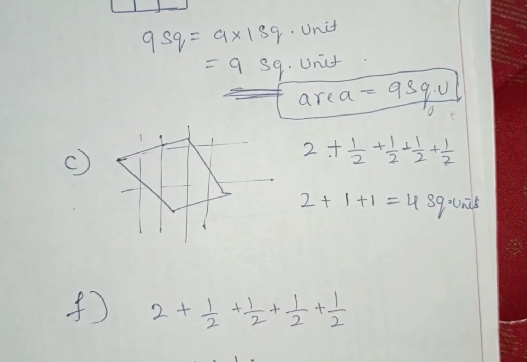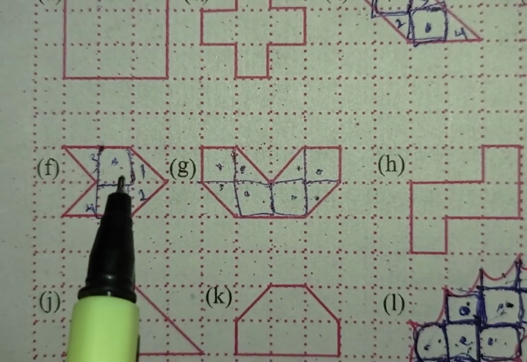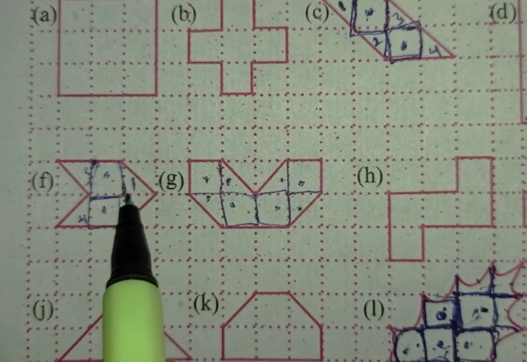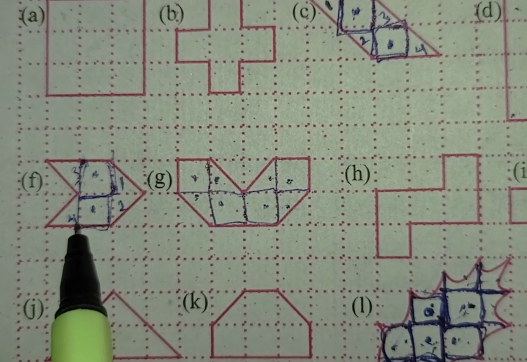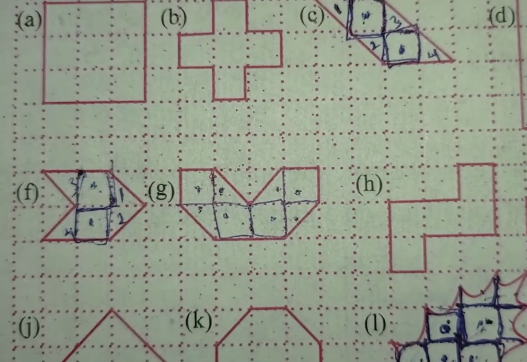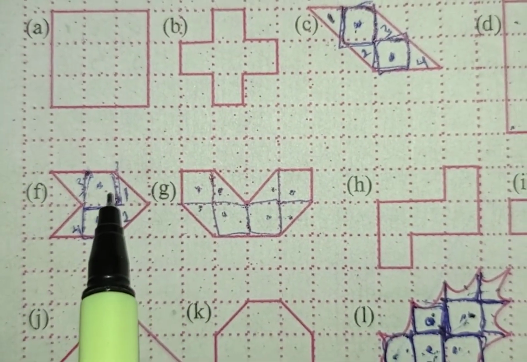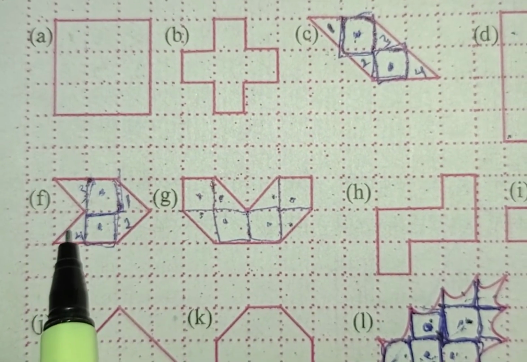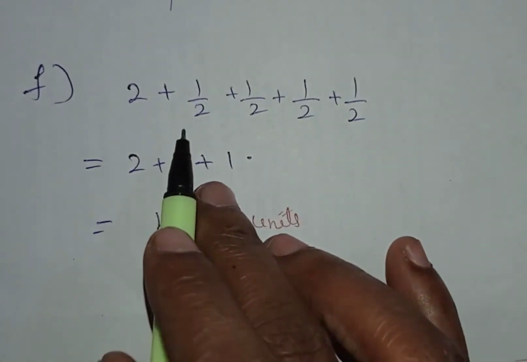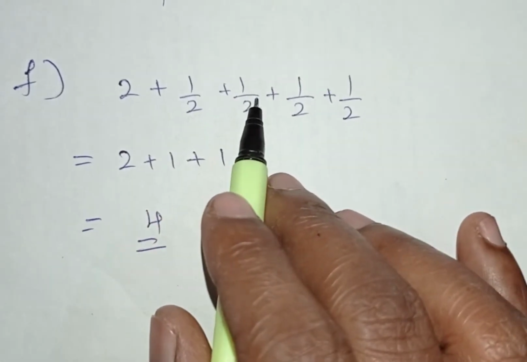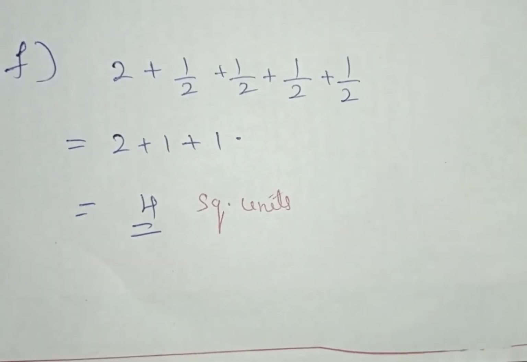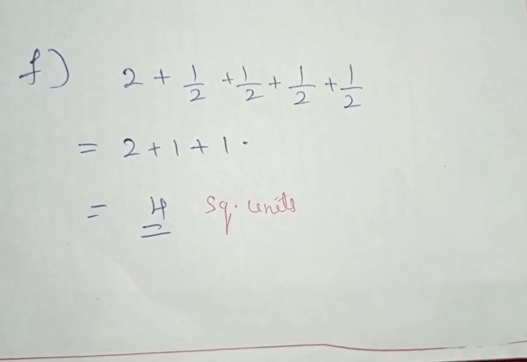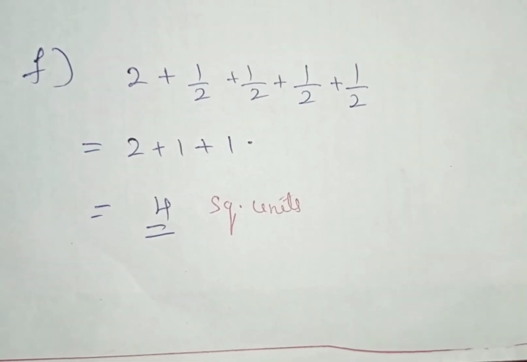Now let's move to the F question. Let's consider how many full squares this figure consists of. This is one full square. This is another full square, right? So this consists of two full squares. What about this? Half. What about the halves? 1, 2, 3, 4 halves, right, children? 2 plus 1 by 2 plus 1 by 2 plus 1 by 2 plus 1 by 2. So 2 plus 2 equals 4 square units. Okay, children. Now let's move to another question.